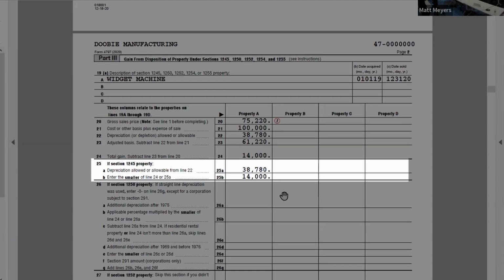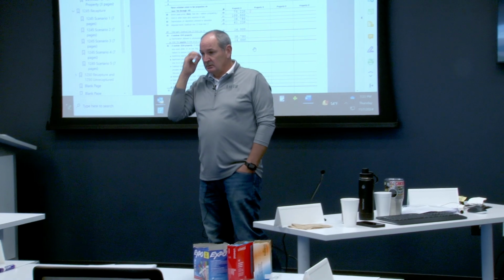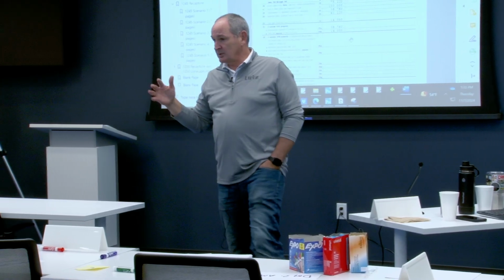Then line 25. This is now making you say, step 2, what line 25A says: what amount of depreciation did you take in the past? It's the 38,780. Is that what step 2 is, Allie? Yeah. Okay. What depreciation did I take in the past? 38,780. Then enter the smaller of 24, 14, or 25A, 38,780, which is 14. Okay, so this form does step 1, calculate the gain. Step 2 tells you how much is recaptured and how much is going to be 1231.